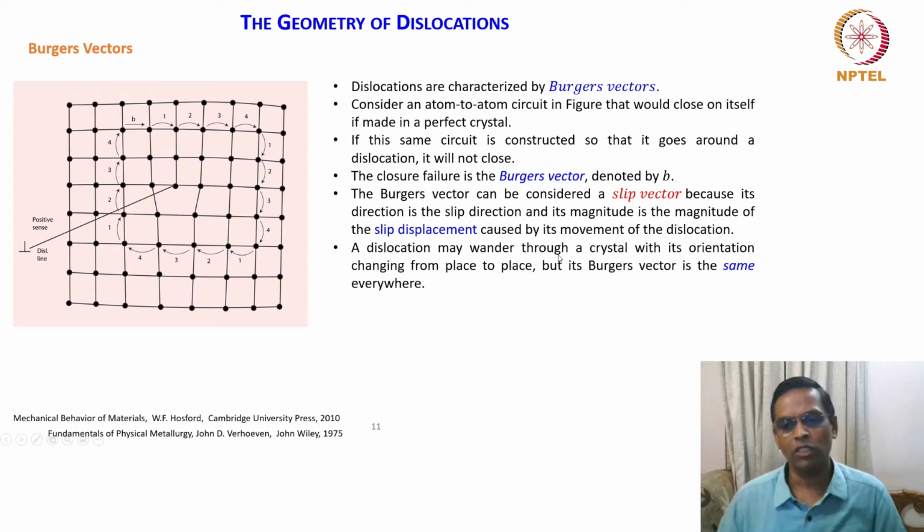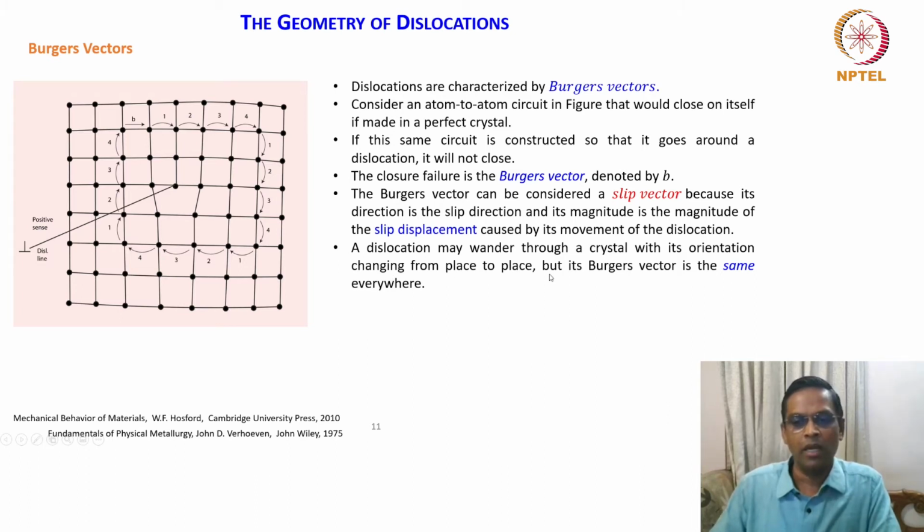A dislocation may wander through a crystal with its orientation changing from place to place, but its Burgers vector is the same everywhere. This is something you have to remember. This is exactly what we have just shown in the previous slide. Whether we look at a cutout crystal block, we have measured the B, but that is the same everywhere. Whether you measure it clockwise, anti-clockwise, whether you measure on a screw dislocation side or edge dislocation side or a mixed dislocation side, the magnitude is the same. Okay.